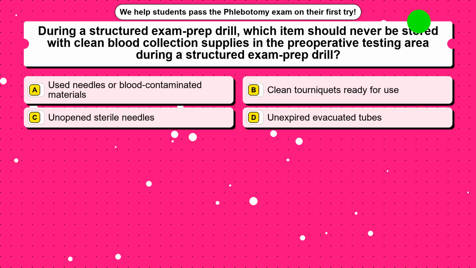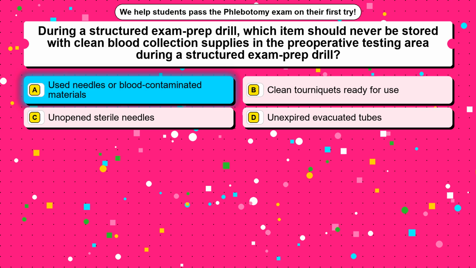Question 91. During a structured exam prep drill, which item should never be stored with clean blood collection supplies in the preoperative testing area? Option A. Used needles or blood-contaminated materials. Option B. Clean tourniquets ready for use. Option C. Unopened sterile needles. Option D. Unexpired evacuated tubes.